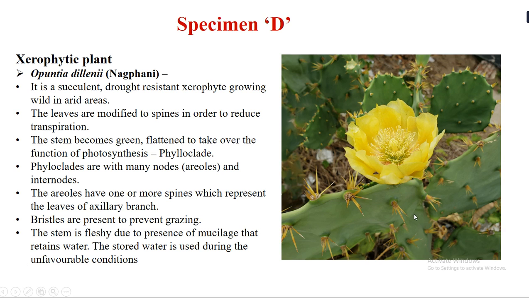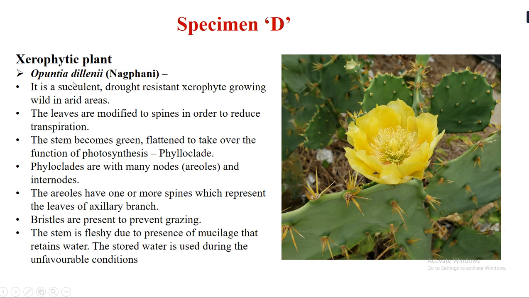Now the stem is fleshy due to the presence of mucilage, and this mucilage in the stem is present to retain water. Because the plant is growing in a condition where there is no water, it is a drought resistant plant, so the mucilage in the stem retains water, and this stored water is used during unfavorable conditions. During summer, when there is no scope of any water coming from any side, the stored water in the stems or in the mucilage is used up by the plant to survive.